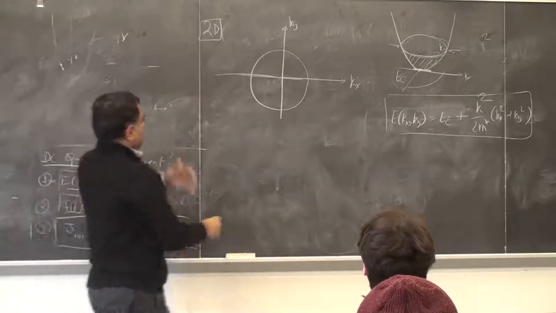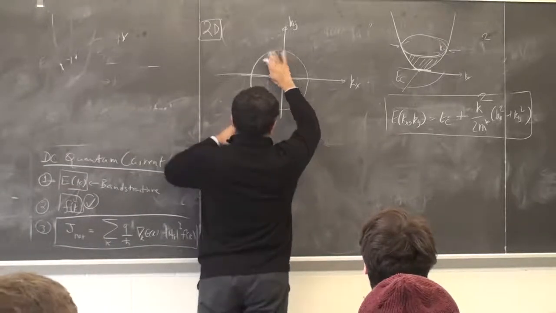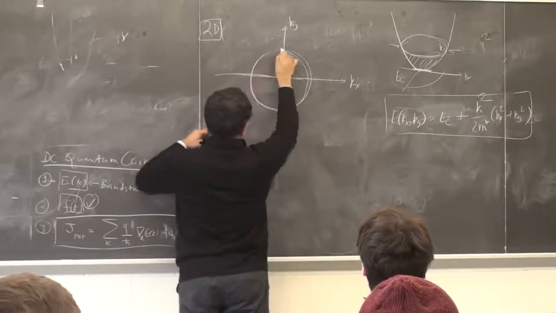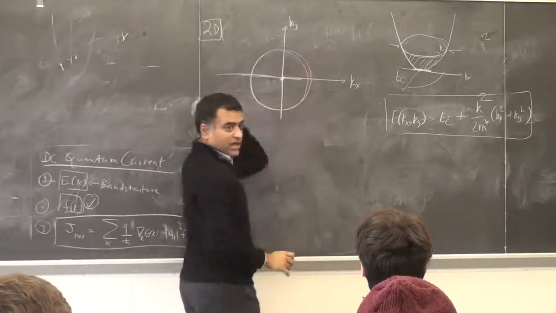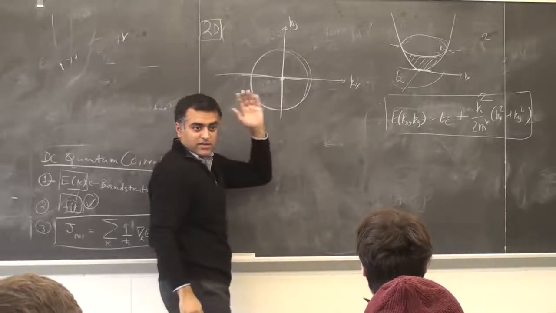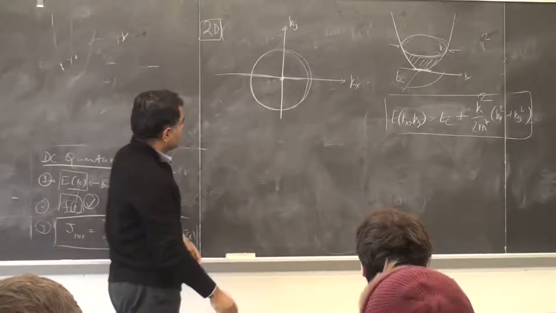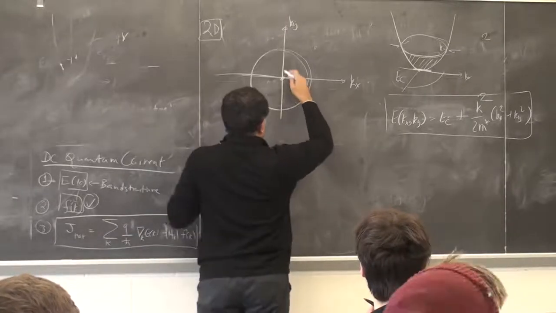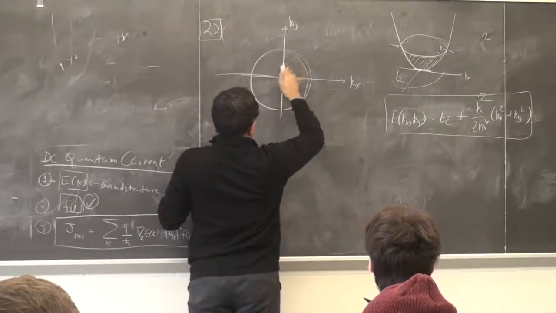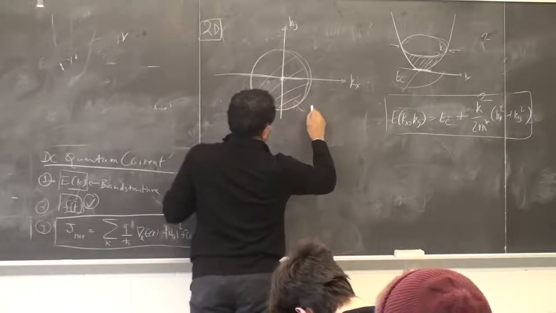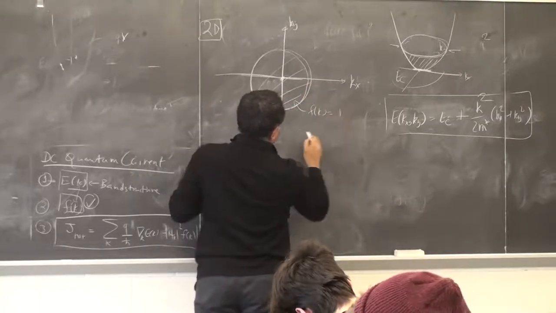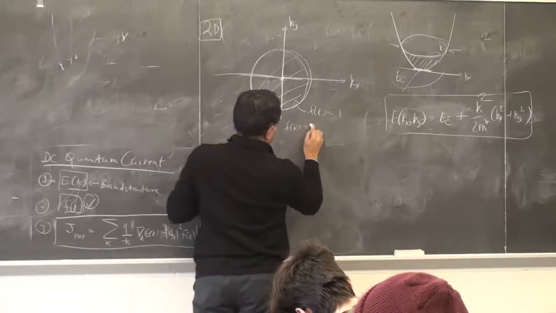And at zero applied voltage, and this is something you have solved multiple times earlier, you have equal left and right going states, right? Equal number of left and right going states occupied. So what I'm physically drawing here is at zero Kelvin, all these states have f of k equal to 1, and all states outside have f of k equal to 0.